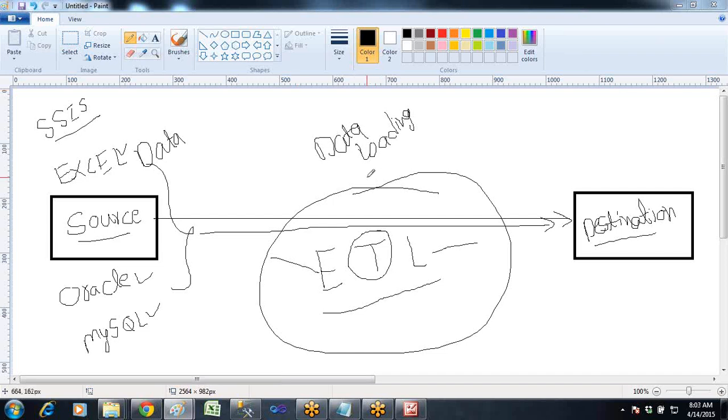Okay, now, before we start SSIS, I hope you understood the purpose of SSIS: what we are doing, and what kind of process we are implementing inside SSIS. As of now, anybody having any doubts?